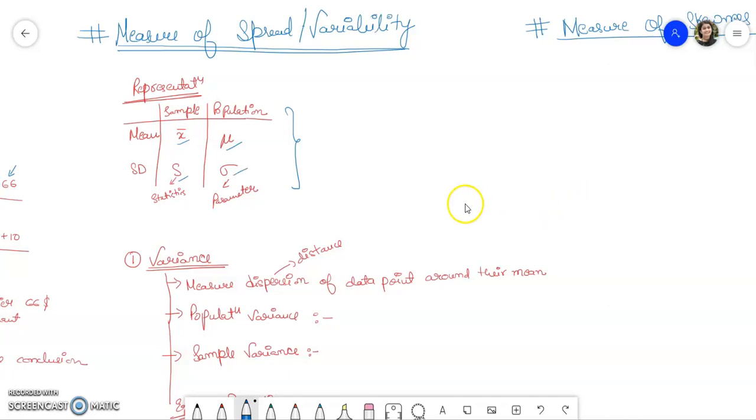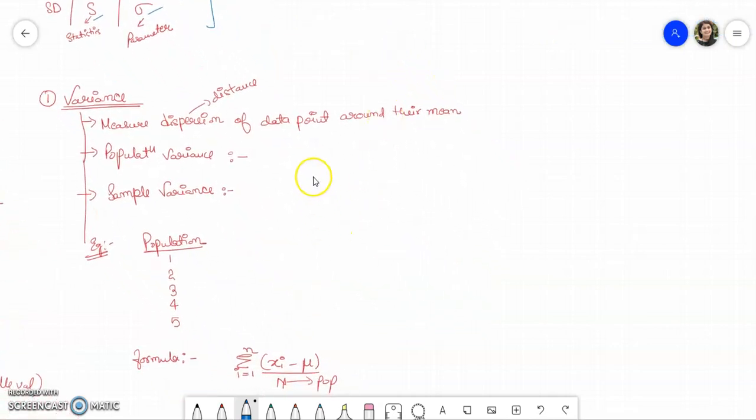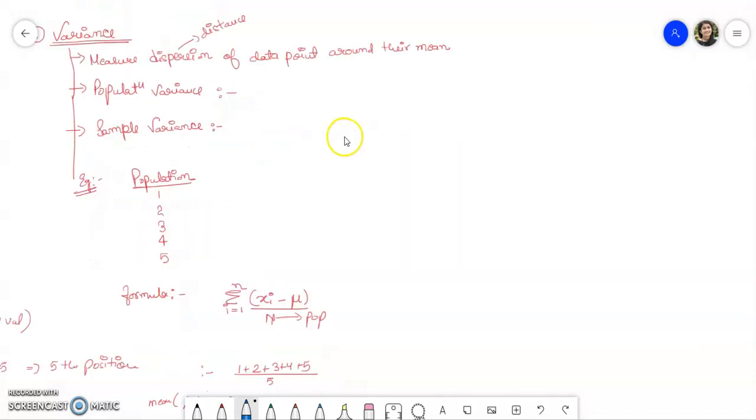Now I will discuss the variance. So what exactly is variance? Variance is nothing but the dispersion of data points around their mean. How far a data point is from its mean is all about variance. We have population variance and sample variance. When I talk about population variance, I'll use capital N, and when I talk about sample variance, I will use small n.